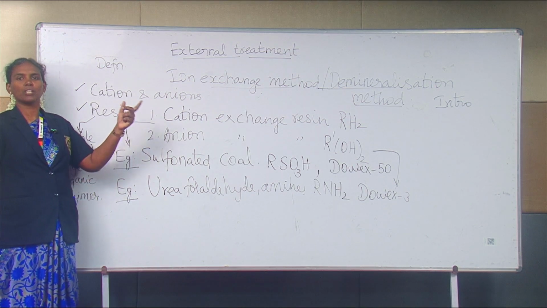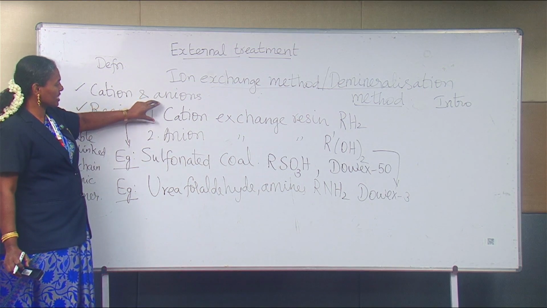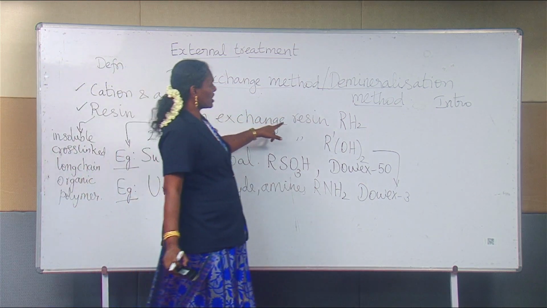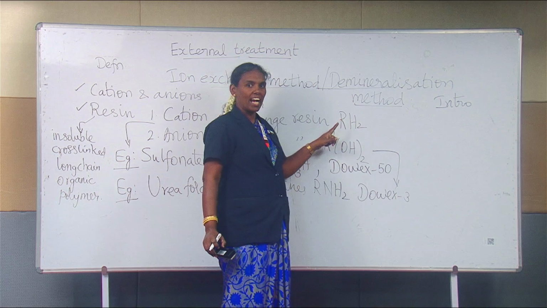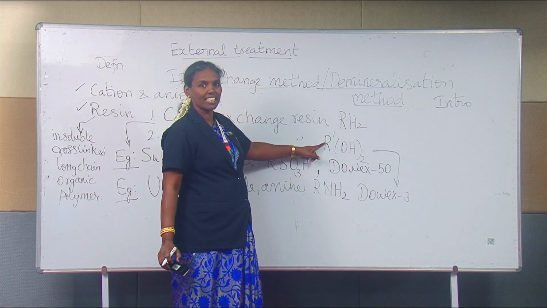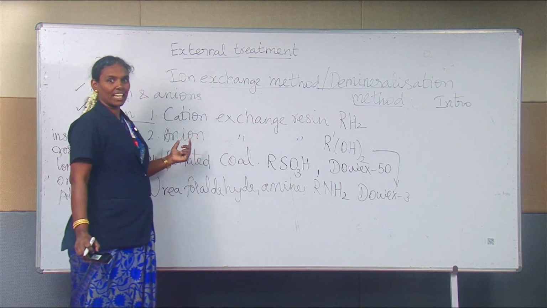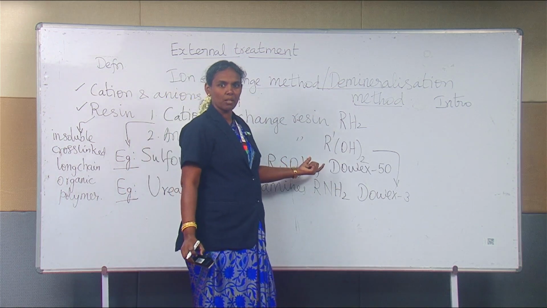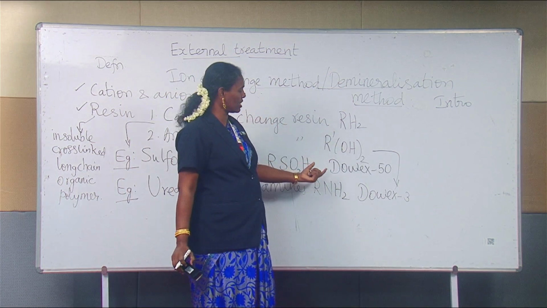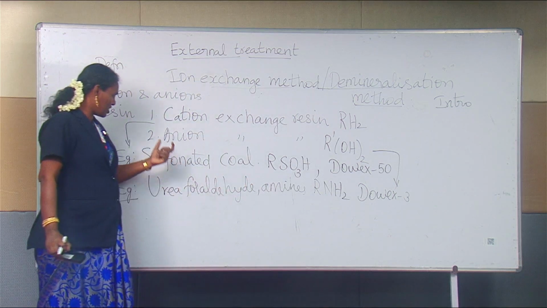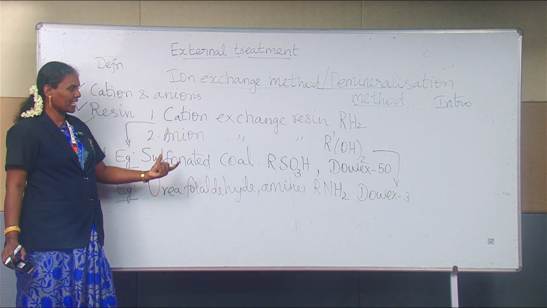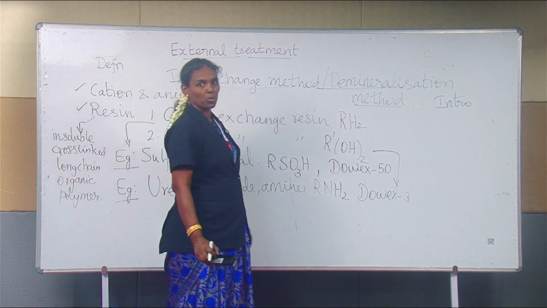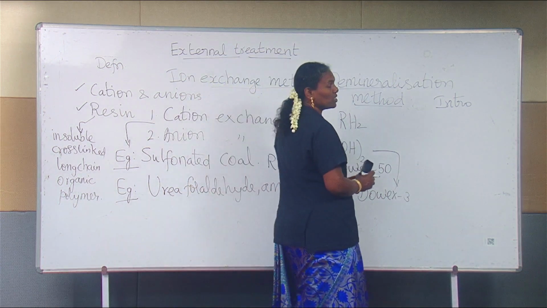Types of resin: there are two types. One is cation exchange resin, another is anion exchange resin. Cation exchange resin is represented as RH2, anion exchange resin as R dash OH twice. Examples for cation exchange resin are sulfonated coal and RSO3H, commercially available as DOVAX 50. Anion exchange resin examples are urea formaldehyde and amines, or sometimes RNH2, commercially available as DOVAX 3. So this is something about resins.